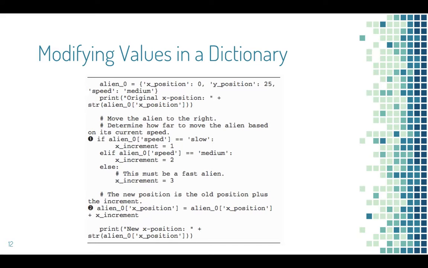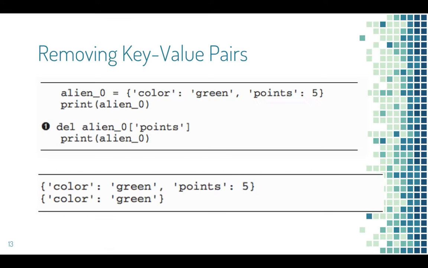This technique is pretty cool. By changing one value in the alien's dictionary, you can change the overall behavior of the alien. For example, to turn this medium speed alien into a fast alien, you would add the line alien 0 speed equals fast. The if-elif-else block would then assign a larger value to x increment the next time the code runs.